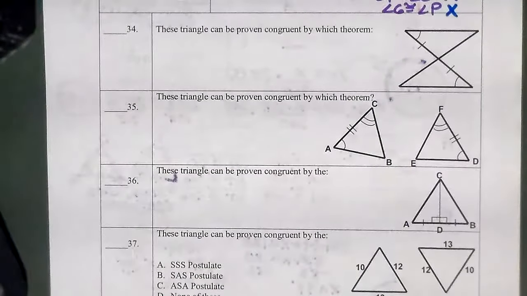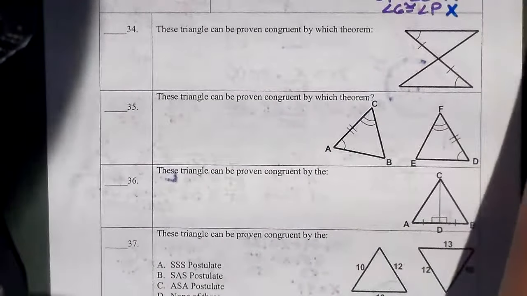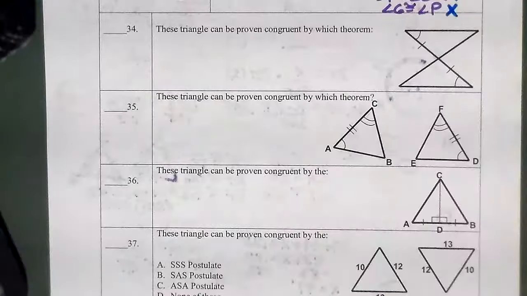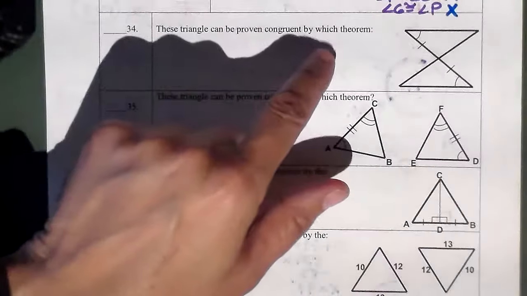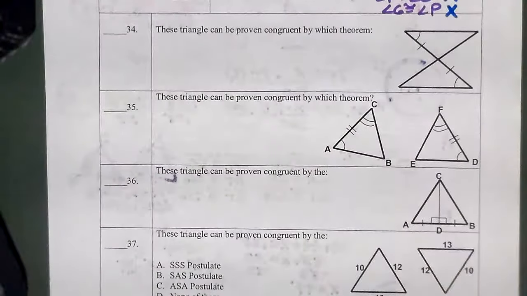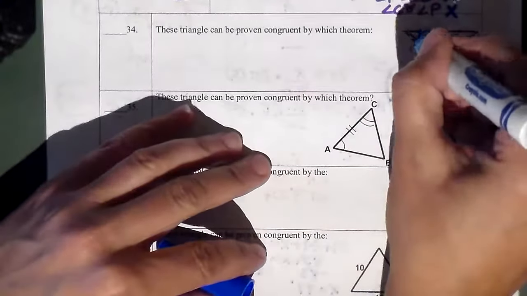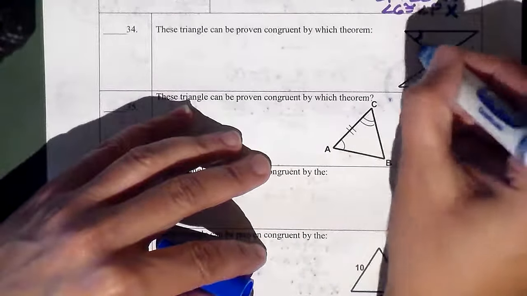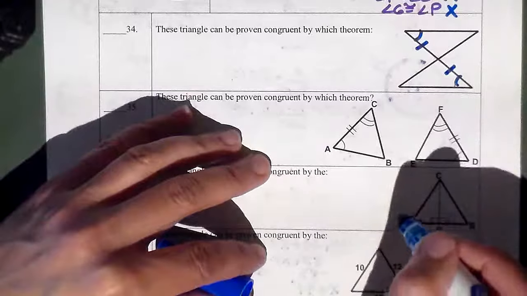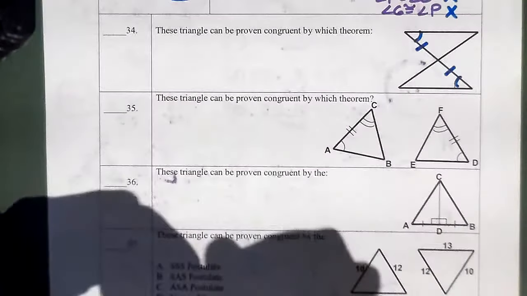Okay, so let's prove that these triangles are congruent now. So these triangles can be proven congruent by which theorem? Well, what do we already have? We have a set of angles, we have some sides, and then what can I add?